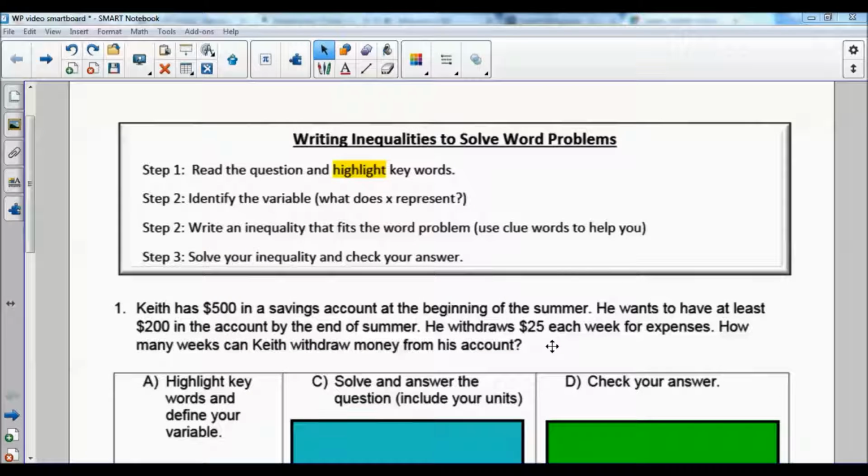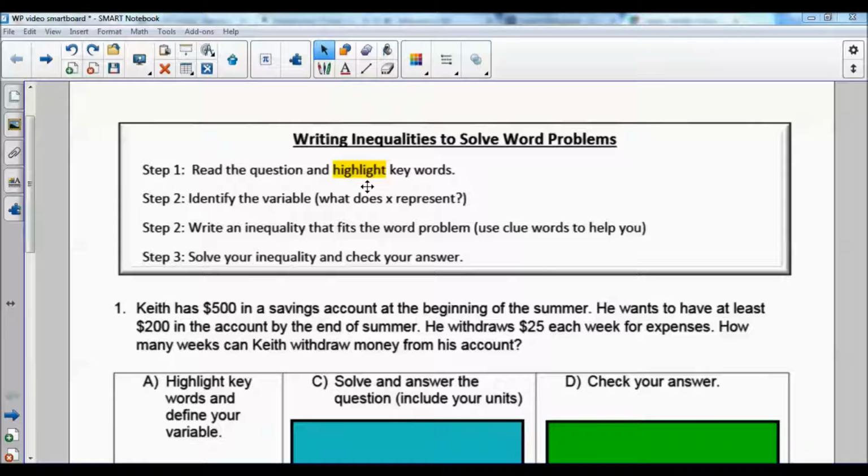Hey guys, today we're going to use inequalities to solve word problems. And we've done word problems before with equations, and so solving them with inequalities is not that much different, right? We're still going to read our question and highlight our keywords. Keywords are going to be especially important for the inequality unit because at most, at least, minimum, maximum, all those kind of words are going to really help us set up our inequality.